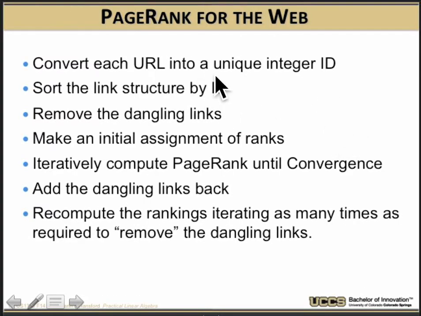We're going to convert each of the URLs into a unique integer, in part just so we have a nice structure. We're going to sort the link structure by that ID so we have them in some order. We're going to use that to remove the dangling links, iterating through removing anybody who doesn't point to anybody. Then make an initial assignment of ranks, which can actually be just random numbers. It doesn't really matter. Or it could be last year's ranks. We're going to iteratively compute the PageRank until it converges.